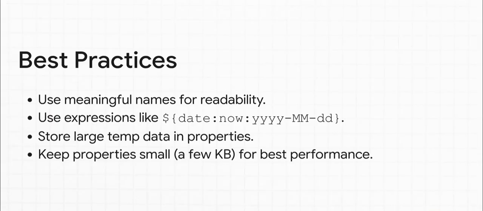Okay, a few best practices to live by. First, please use clear descriptive names for your headers and properties. Temp1 is not helpful. Your future self will thank you. Also, don't forget you can use dynamic expressions to add things like the current date or time. And here's a key performance tip. If you're working with big chunks of temporary data, stick it in a property to keep the main message payload clean, but try to keep those properties reasonably small to make sure everything runs fast.